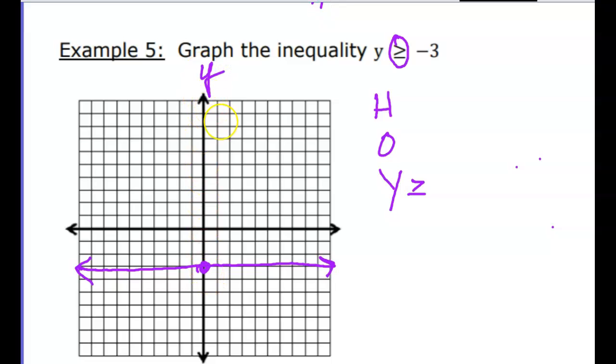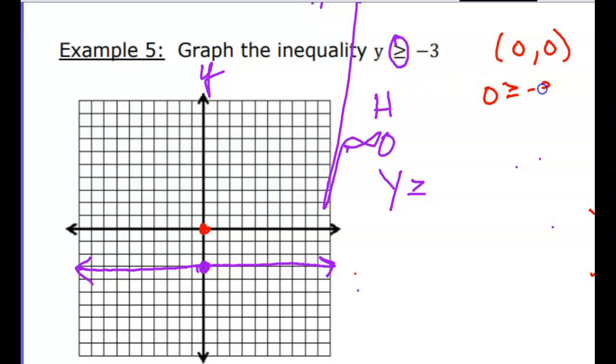Since it's everything greater than that, since this is the y-axis, you can think of anything greater as being above it. If you have a hard time visualizing that, if the number line here was -3, everything above or to the right would be greater than. But you can also check a point, so maybe again I'll check (0, 0). If I plug in (0, 0), my y is 0. Is 0 greater than or equal to -3? That's true. So that means it's going to be shaded on that side.